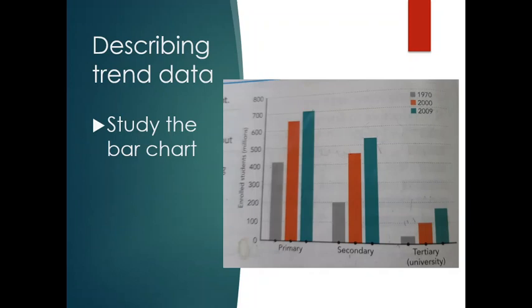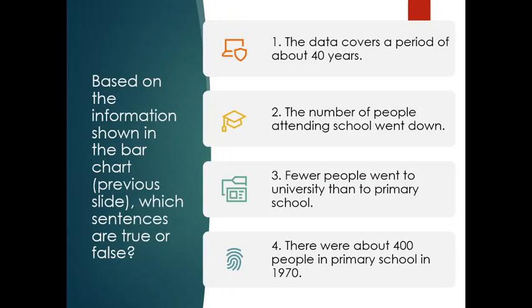Okay, so take a look at this bar chart. What information can you see on this chart? Alright, so based on the information shown in that bar chart, please answer these questions. Number 1, the data covers a period of about 40 years. Is it true or false?